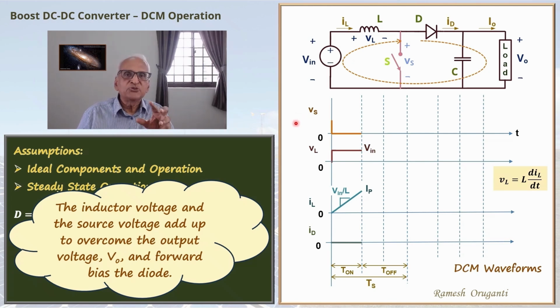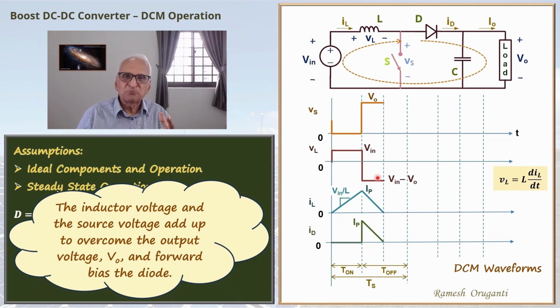The waveforms during this interval will be as shown. The switch is switched off, the diode is conducting. We are assuming an ideal diode, so the diode voltage is 0. So the switch voltage will be the same as the output voltage V0. This side of the inductor is now V0. This side of the inductor is Vin. So the inductor voltage will be Vin minus V0.